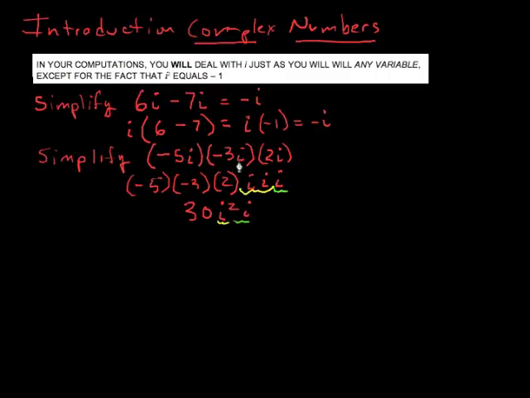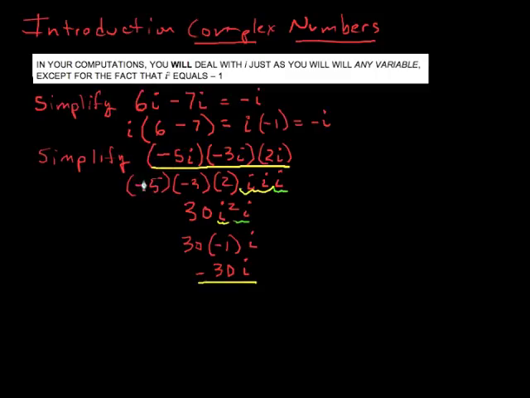Well, like I said, in your computations, you will deal with i just as you will with any variable, except for the fact that i squared equals -1. So let's rewrite this as 30 times i squared, which is -1, times i. And this is still a little bit messy, so let's rewrite this as -30 times i. So this is the simplification of that. Very simple, right? Very simple.